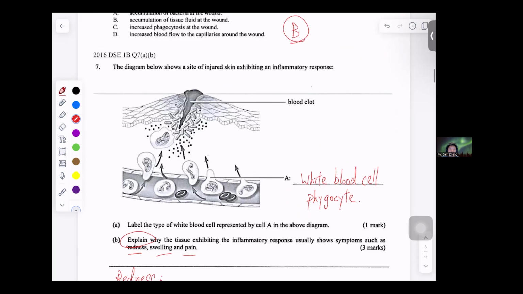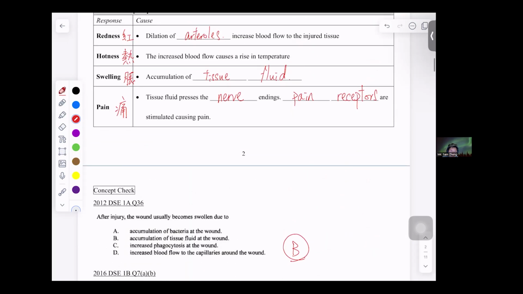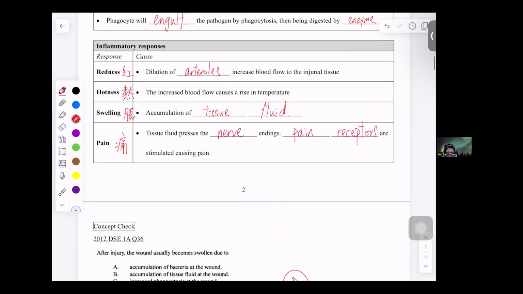Now, we also notice that once pathogens get into our body, we may have some inflammatory response. The first one we call the redness. The second one is the hotness. The third one is the swelling. And the last one is the pain. In Cantonese, we will say 紅熱脹痛.